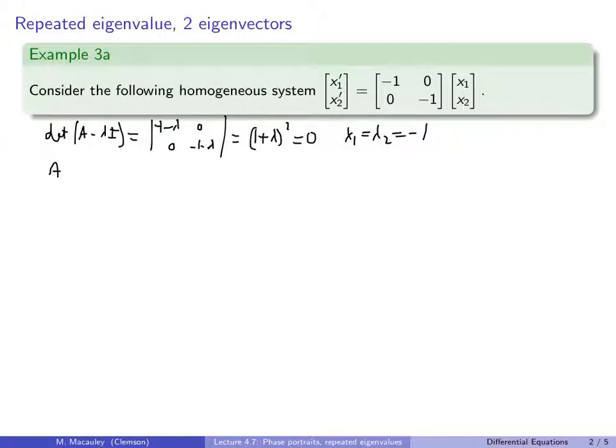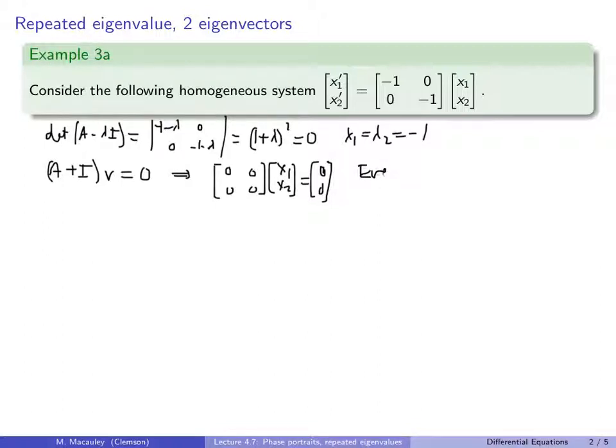So A minus lambda I times v equals 0, we need to solve for v. So that's A plus I, which is 0, 0, 0, 0. Actually, I should make that a matrix, not the determinant, times x1, x2 equals 0, 0. So every single vector, x1 and x2, satisfies this. So we have every vector is an eigenvector.